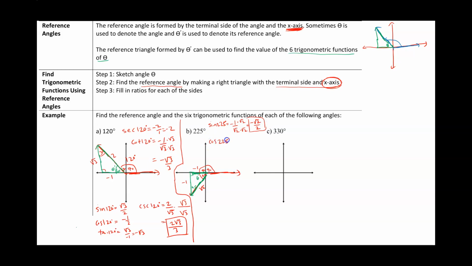Cosine of 225 is going to be adjacent, which is negative 1 over radical 2. Same exact thing. You rationalize it and get negative radical 2 over 2. That'll be the cosine. Tangent of 225 is going to be opposite over adjacent. So theta prime, that's the angle we're looking at. Opposite over adjacent is negative 1 over negative 1, which is just going to be 1.